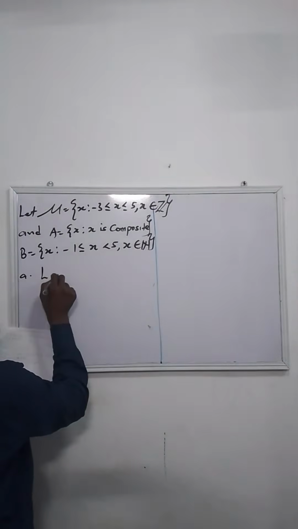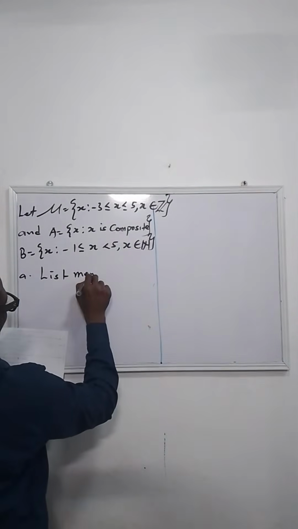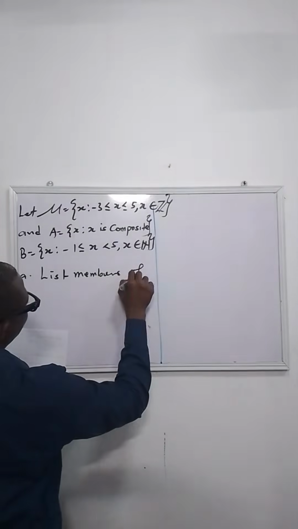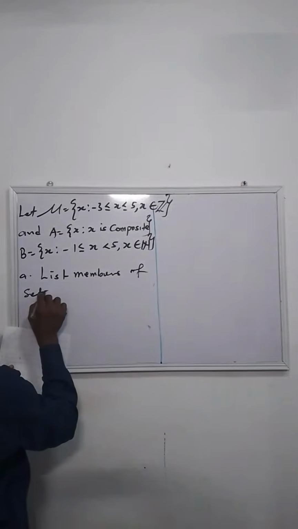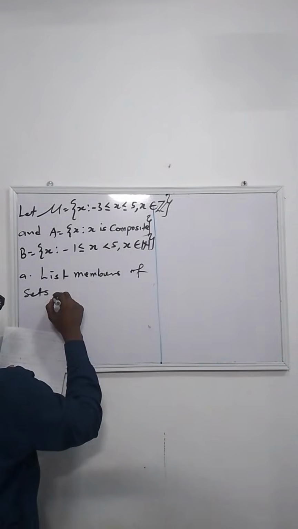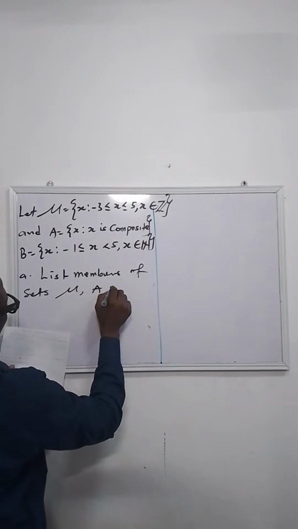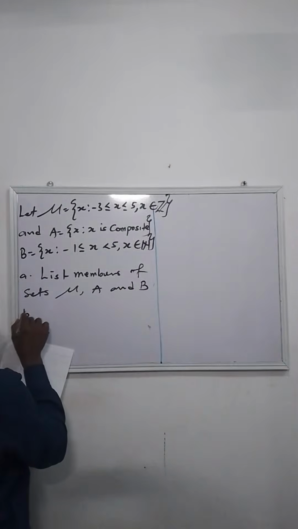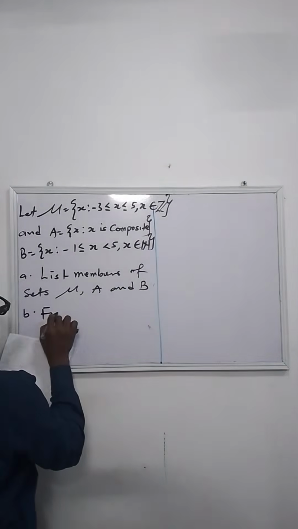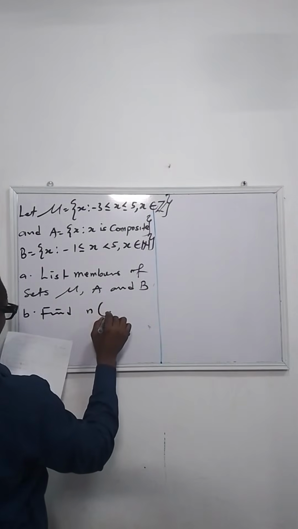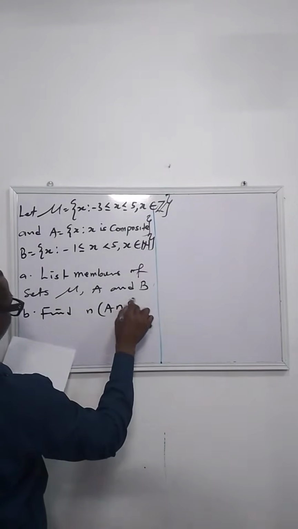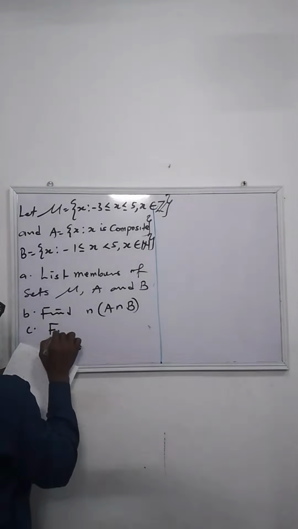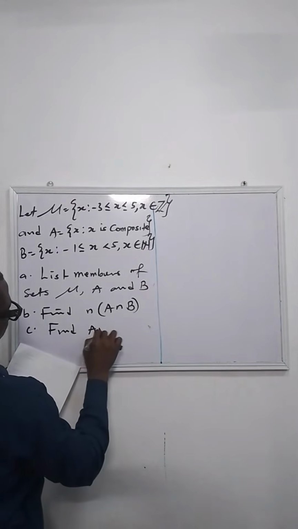A, list the members of the sets U, A, and B. B, find the number of elements in set A intersection B, and C, find A union B.